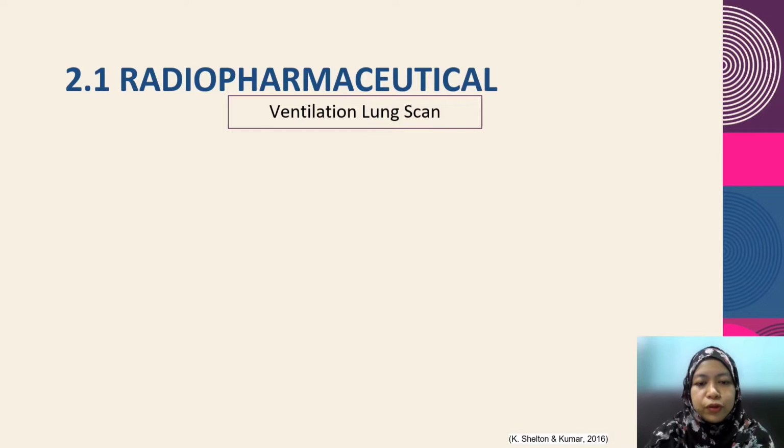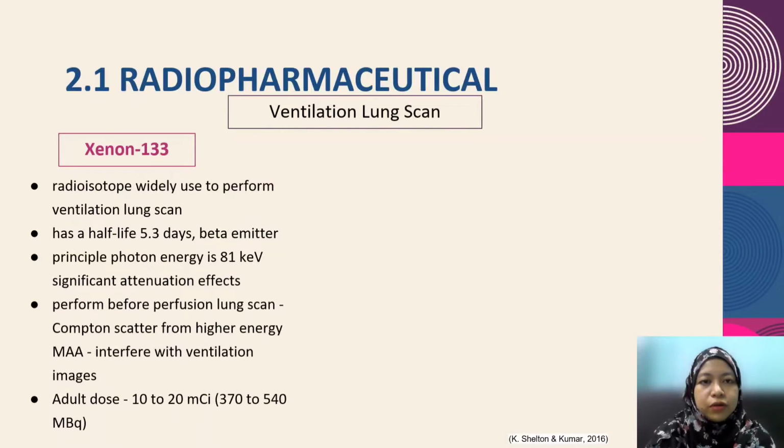Normally, there are 4 types of radiopharmaceutical used for ventilation lung scan. First is xenon 133. Xenon 133 is a radioisotope widely used to perform ventilation lung scan. It has a half-life of 5.3 days.